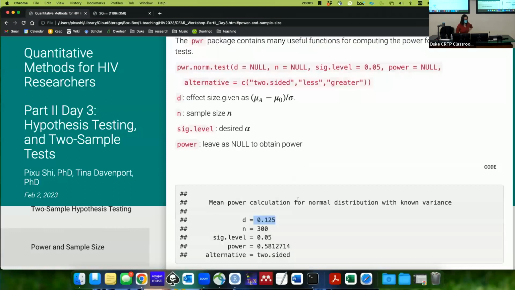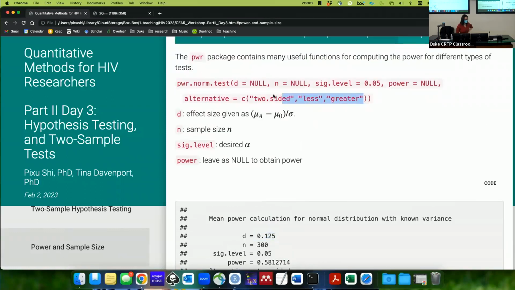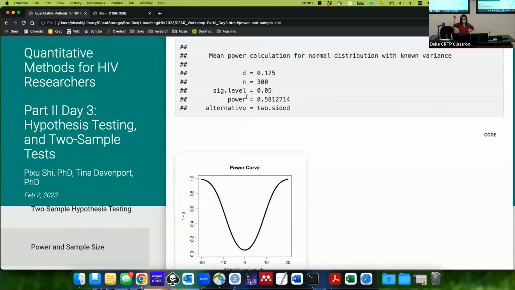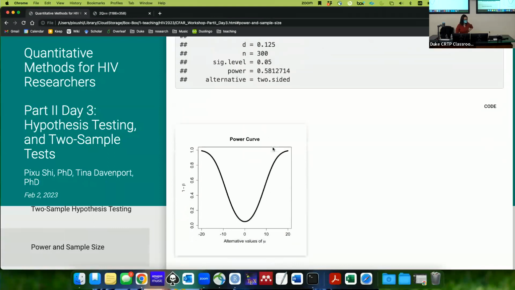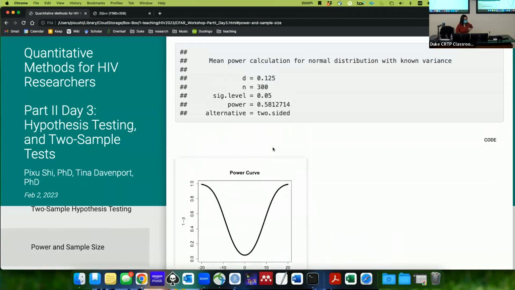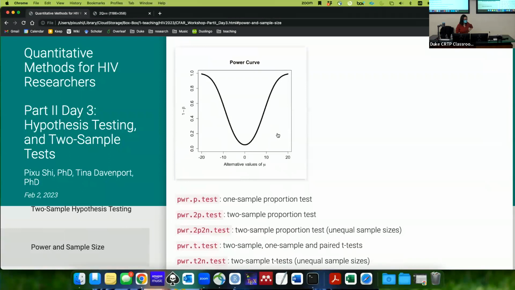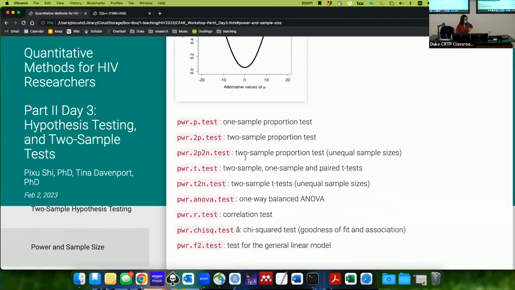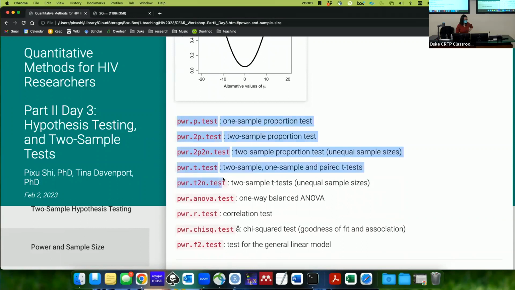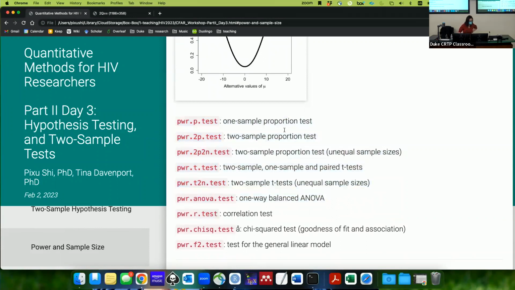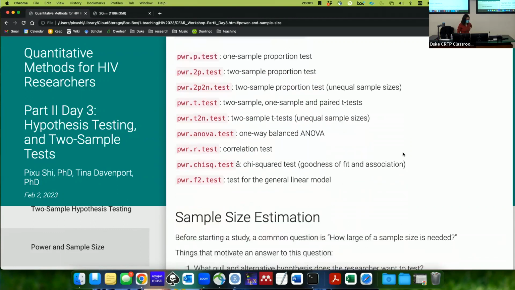But you can also choose the power calculation for one-sided test by choosing the alternative here. Your power curve will actually not be a U shape anymore. It will be an S or the reverse S shape. So that's for the normal two-sided or one-sided test. And you can also do similar power calculation using these functions for proportion tests, one sample or two sample, equal or unequal sample size. So those are the different functions you use for different tasks.